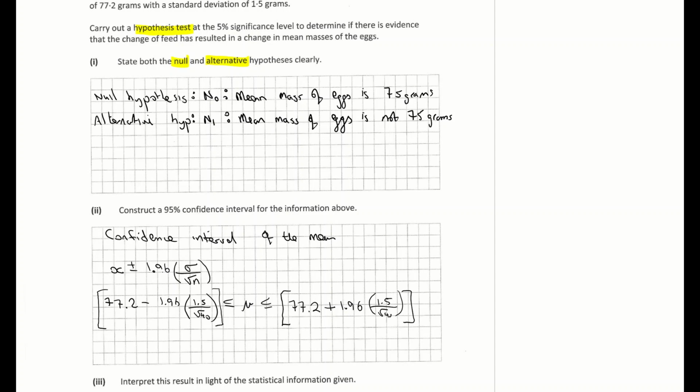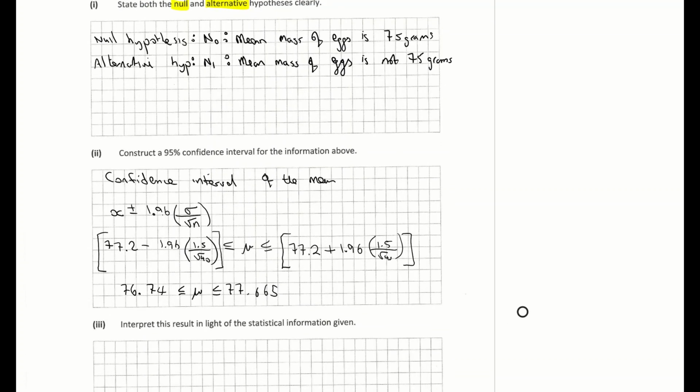Okay, and then you go to your calculator, and for the subtraction, for the minus, I get 76.74, and for the upper limit, I'm getting 77.665. So I'm 95% confident my mean will lie between 76.74 and 77.665. And what the question now wants us to do in part 3 is to interpret this result in light of the statistical information given in our question.